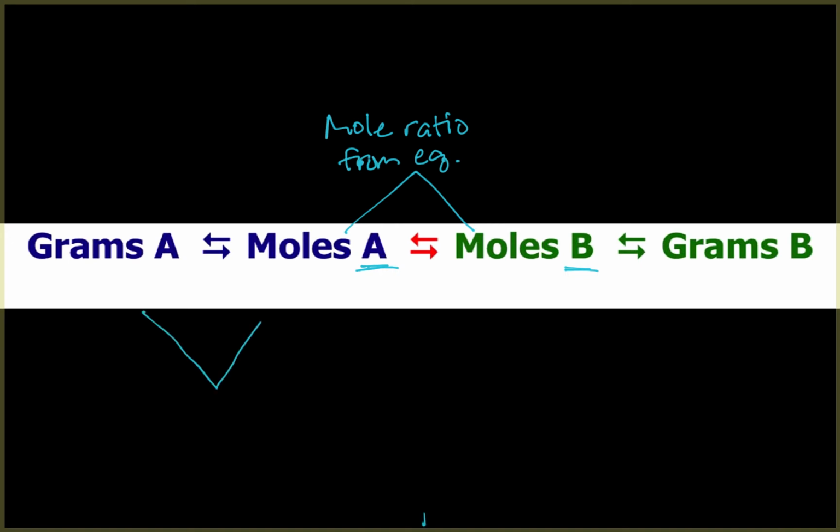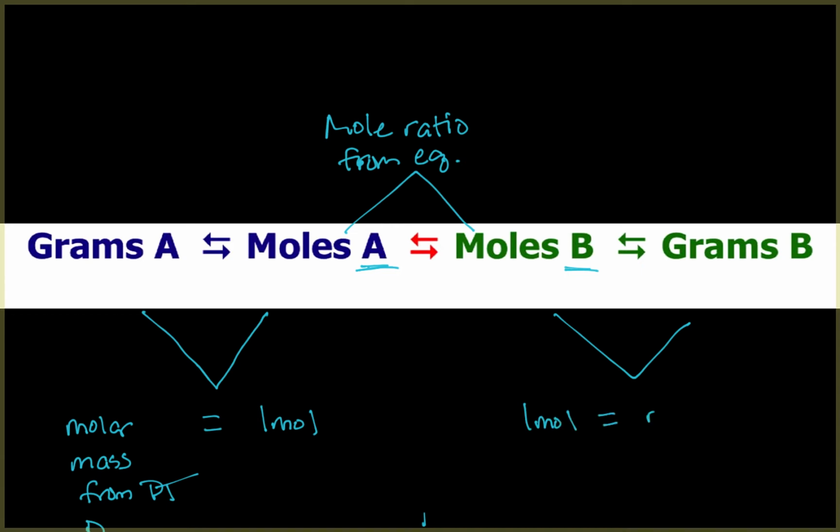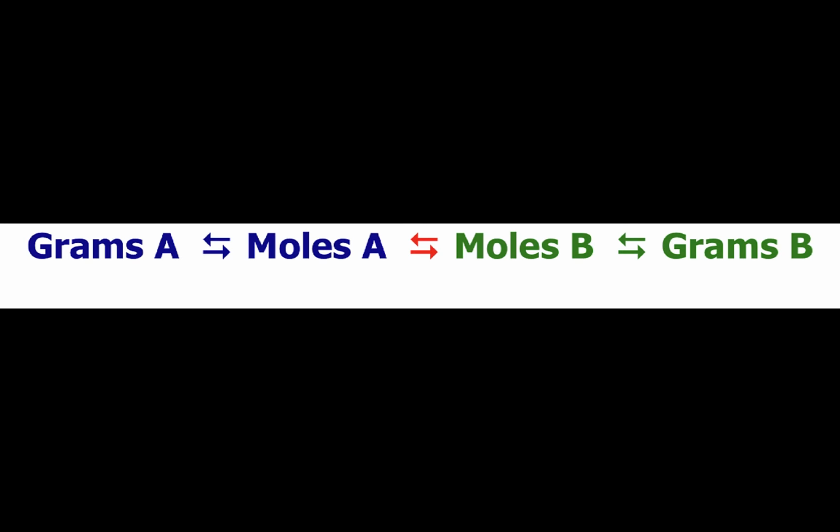If you're going from grams of one thing to moles of one thing, or moles of one thing to grams of one thing, we know that 1 mole equals the molar mass from the periodic table. And that's just like the molar mass that we've done before. Over here, same thing, 1 mole equals the molar mass from the periodic table. So the only time you'll have a number other than 1 in front of moles is when you're using that mole ratio.